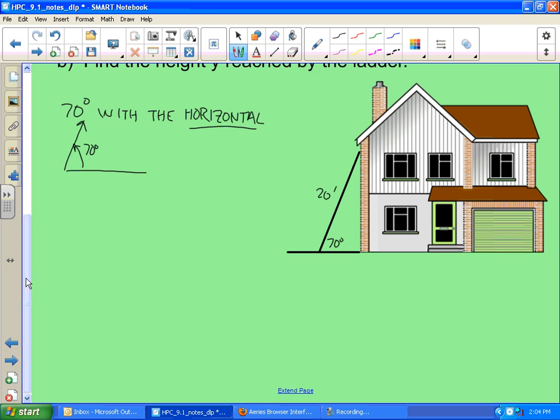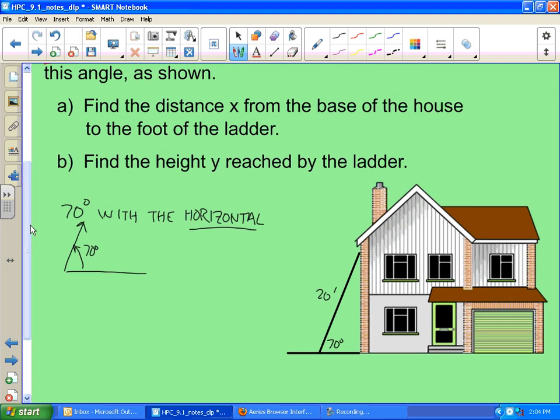So we're looking for how far away from the base of the house for part A, and then how high on the house are we able to get the ladder. Now, you guys have ever worked a ladder before, especially a step ladder. These are extension ladders, but on a step ladder, it'll say on the third to the top step, don't go beyond this point. I never obey that.